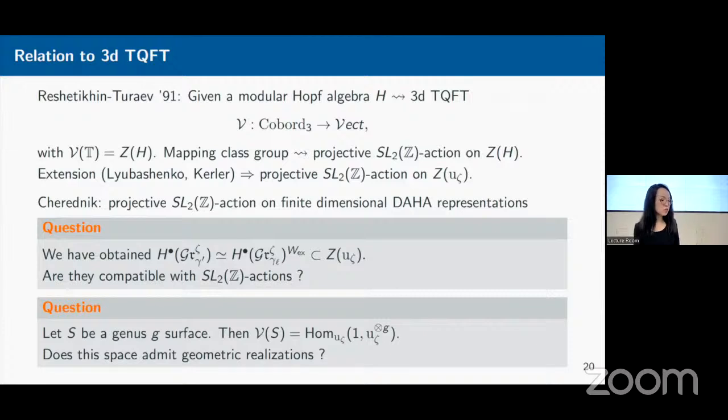If g equals 1, then this is precisely the adjoint invariant in U_zeta, so it's precisely the center. And now, for general g, you have such a space, and the question is, does it have some geometric realization?